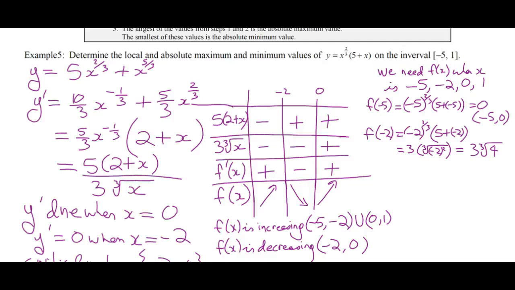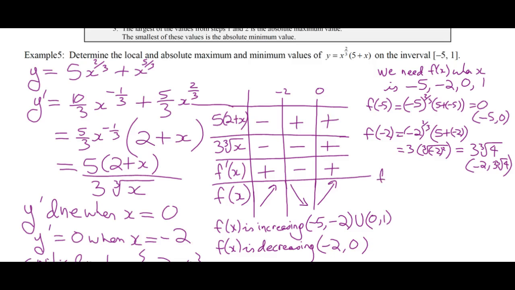I mean, the cube root of 4 can't be 2, because the cube root of 8 is 2, and it's not like 1.5, but it's over 1. Okay, so we've got the point -2, 3 times the cube root of 4, which we know is over 1, and 3 times that is some number bigger than 3, less than 6.